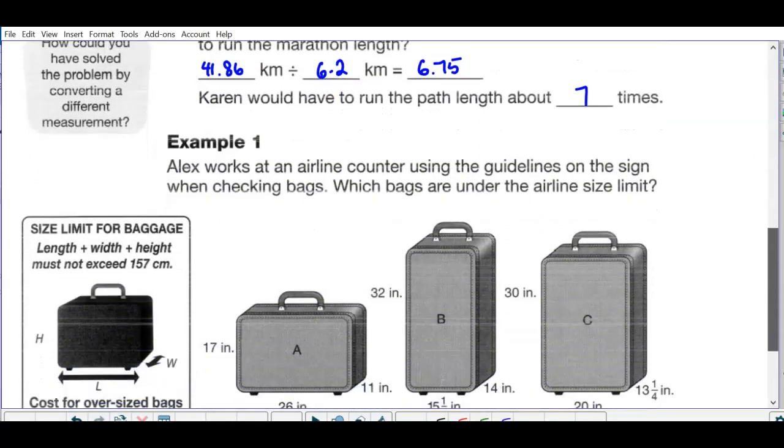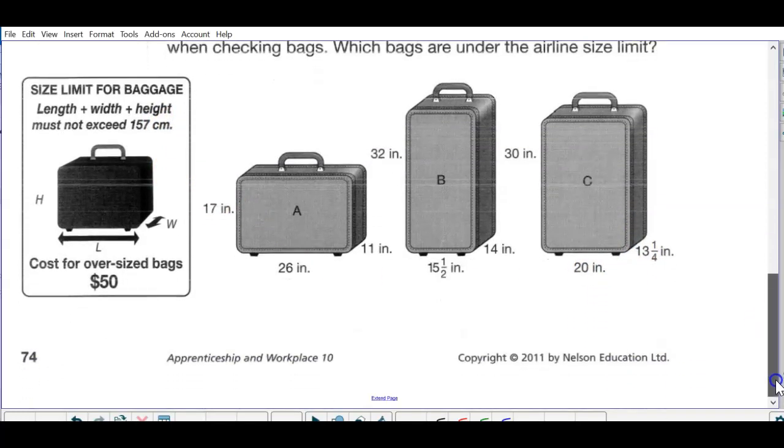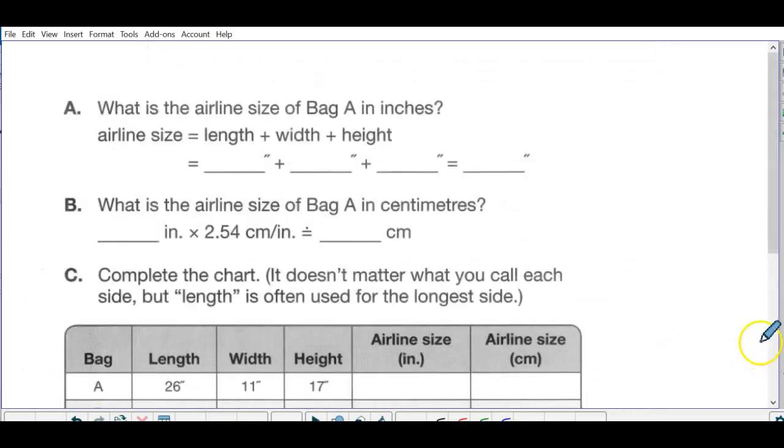Okay. Next one. If you've ever been on a plane, your carry-on luggage has to be a certain size. In this case, it says this airline has guidelines on the size, which bags are under the airline size limit. So on the left here, it says what the limit is. Basically, they add all of the dimensions together, and that must not exceed 157 centimeters. Cost for oversized bags is $50 if it is. So take a look, that's in metric. These are all in inches. So we're going to have to convert one or the other. If you look at the next page, it goes through it with you.